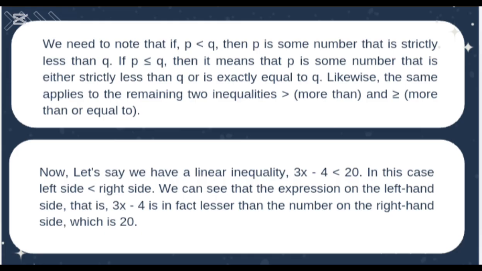We need to note that if p is less than q, then p is some number that is strictly less than q. If p is less than or equal to q, it means that p is some number that is either strictly less than q or is exactly equal to q. Likewise, the same applies to the remaining two inequalities, more than and more than or equal to.